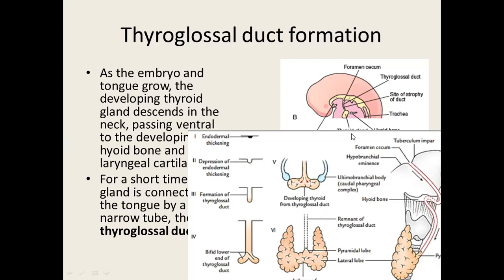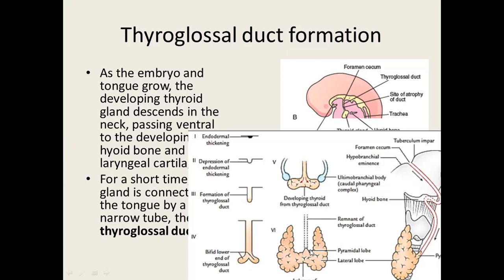So you can see this is the whole descent of the thyroid gland, starting from the foramen cecum, then it descends down, then it winds round the border of the hyoid bone, but throughout its course it remains anterior to the thyroid cartilage, because the foramen cecum is lying anterior to the epiglottal swelling, so it is always anterior to the laryngeal cartilages. Finally, it will be arrested in front of the laryngeal cartilages because of the caudal pharyngeal complex, where it will form its lobes, the two lateral lobes joined by the isthmus.